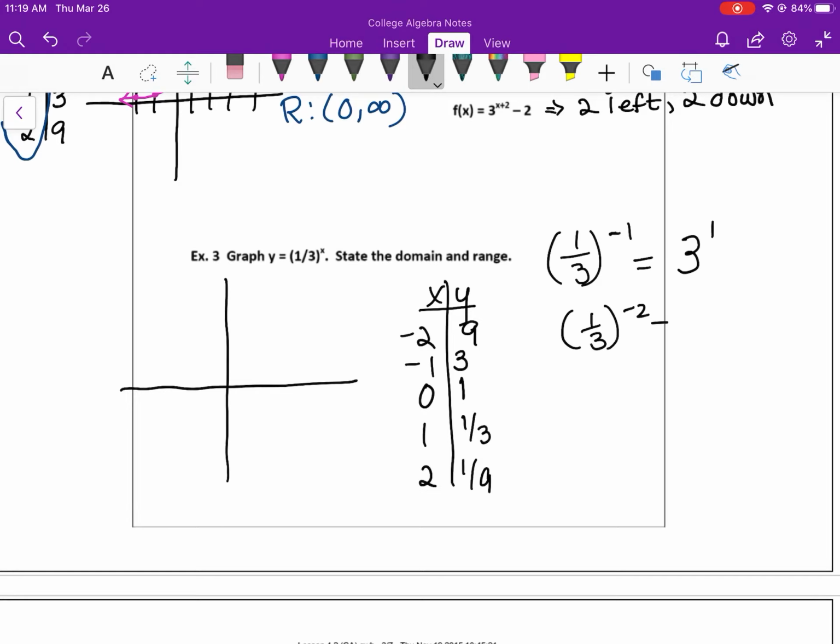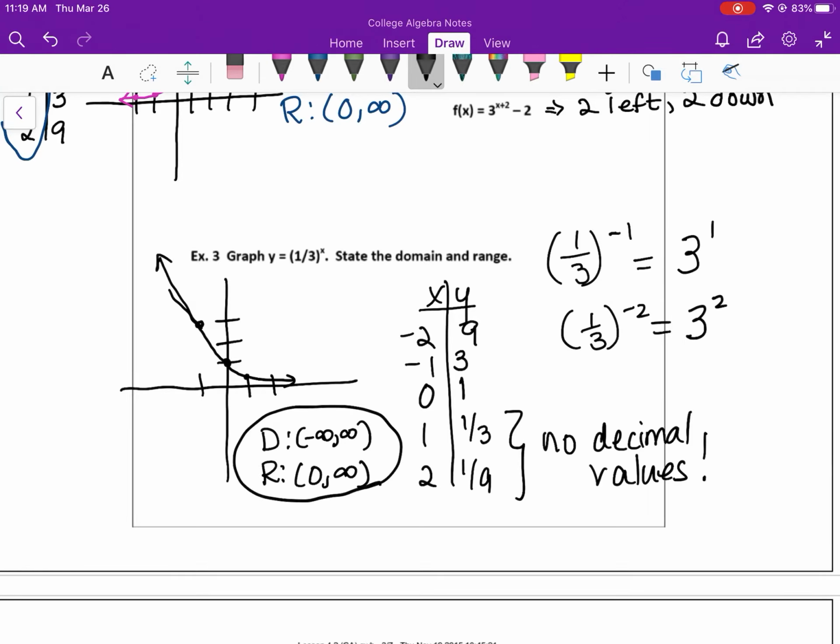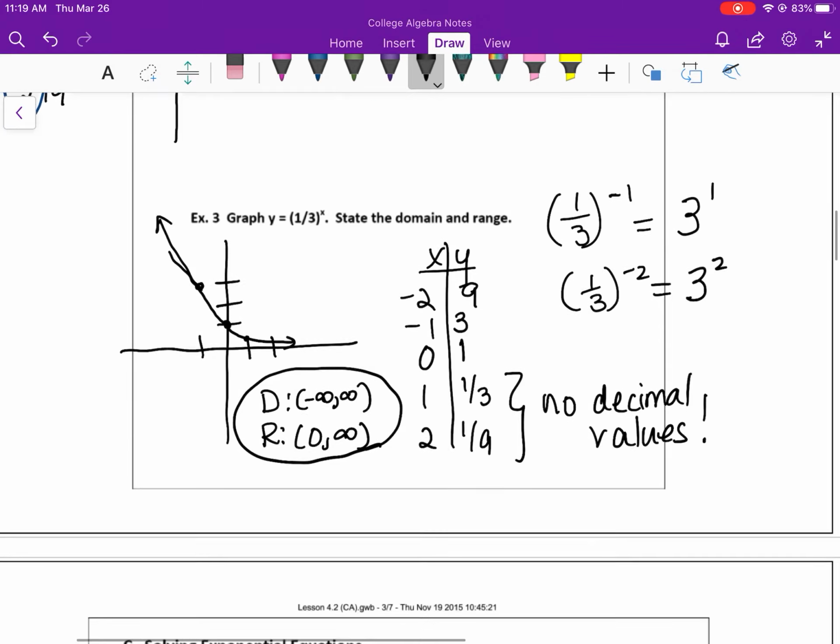Here's my work. Please try to do these without a calculator. I don't want to see decimal values here. All right, we're going to graph. And it's going to be coming in something like that. Probably more like that. All right, domain, all reals again. Range, also 0 to infinity. Graphing's not going to be too bad, I don't think.